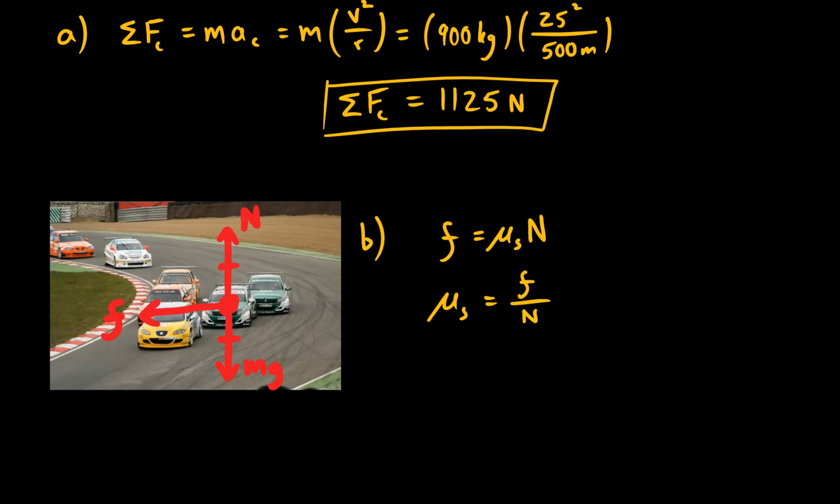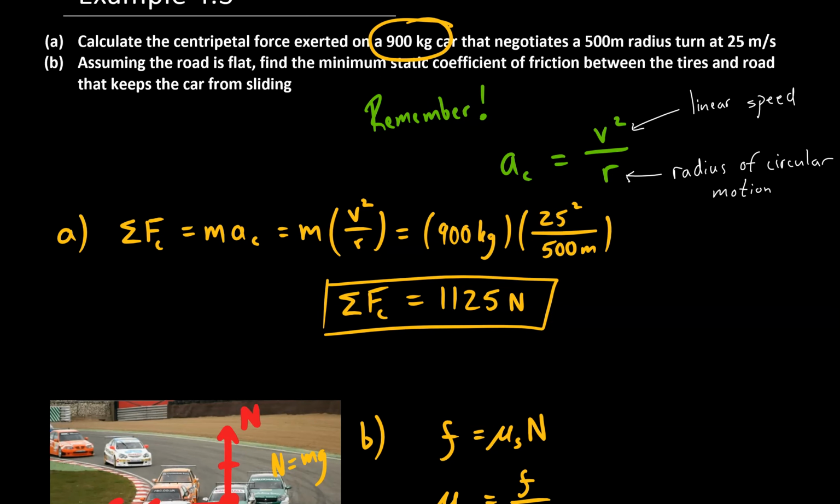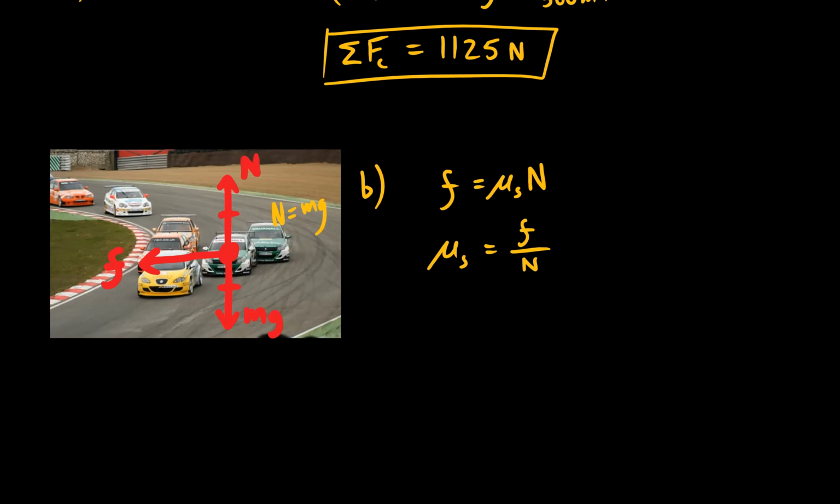The normal force, if you look at our force diagram, is equal to the force of gravity. So if it's a 900 kilogram car, then the force of gravity is 9,000 newtons, which means the normal force is also 9,000 newtons. So we can plug that in for the normal force, 9,000 newtons. We got to figure out what the friction force is now.